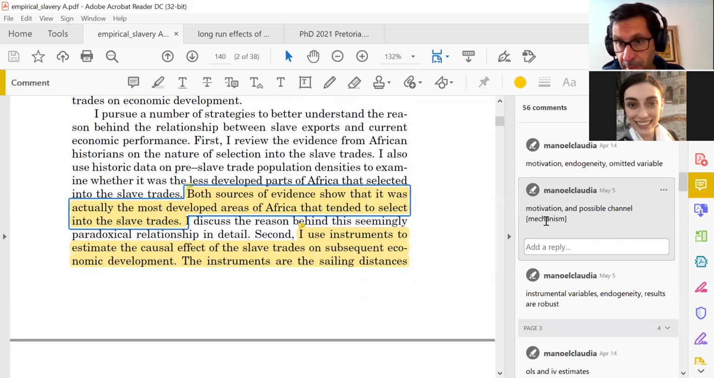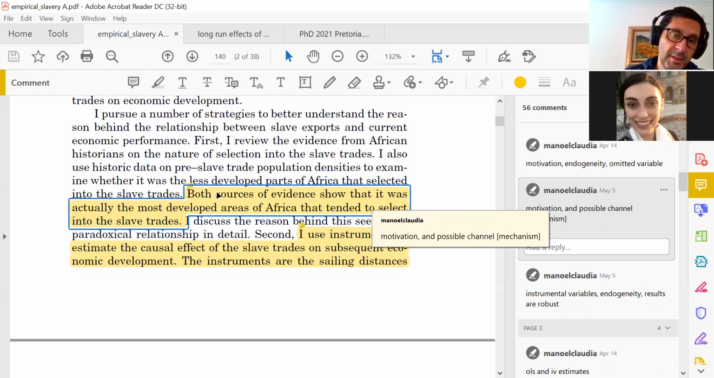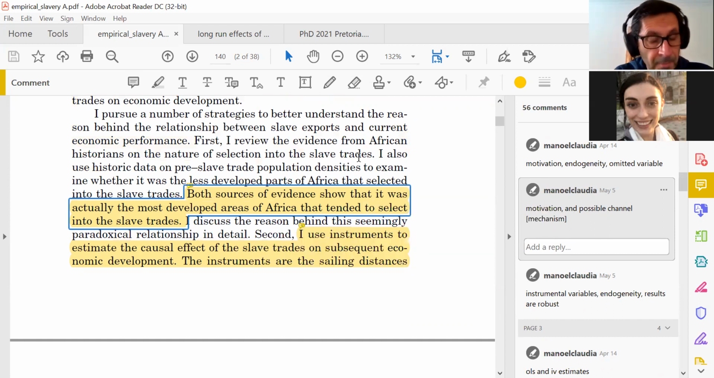Motivation and possible channel or the mechanism. So now it gets more into economics. Both sources of evidence show that it was actually the most developed areas of Africa that tended to select into the slave trade. So actually what he's saying is that no, it was not the poorest countries which selected into the slave trades. No, actually it was quite the opposite. It was essentially those countries which were doing better, economically speaking, which ended up selecting themselves into the slave trades, right? With its own consequences for future development.